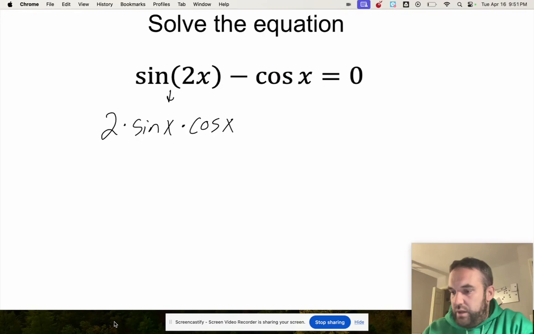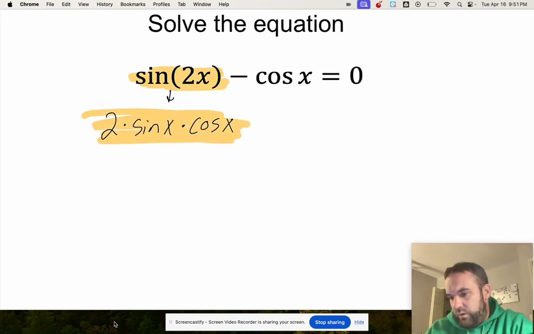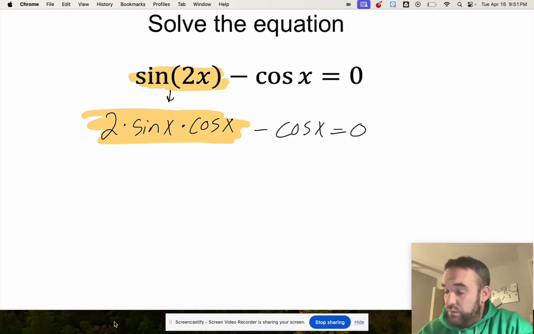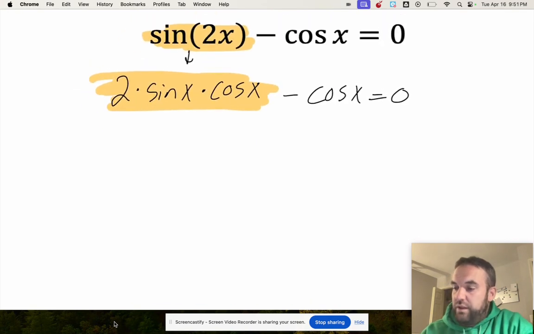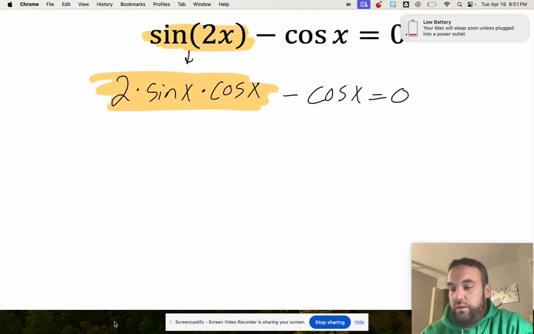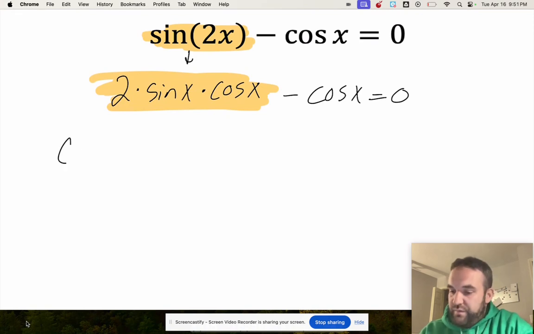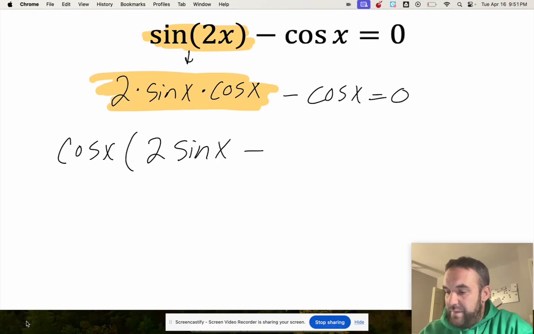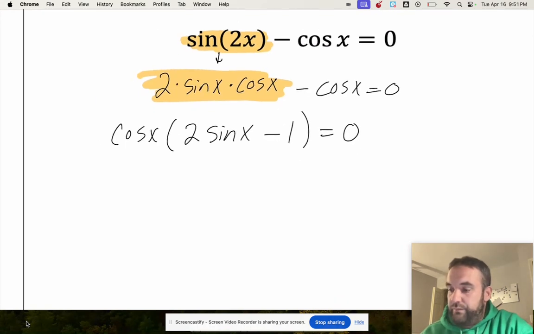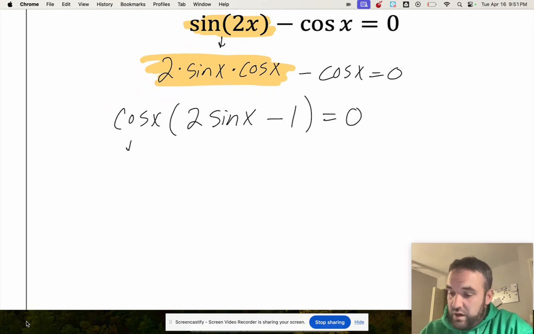So again, from the formula sheet, sine of 2x is equivalent to that quantity, minus cosine x equals 0. If I look at the two terms in my equation, they do have something in common, and that is they both have a cosine. So I'm going to factor out the cosine x, and that would leave me with 2 sine x minus 1 equal to 0. Now that's factored, I can say, all right, where is cosine of x equal to 0?